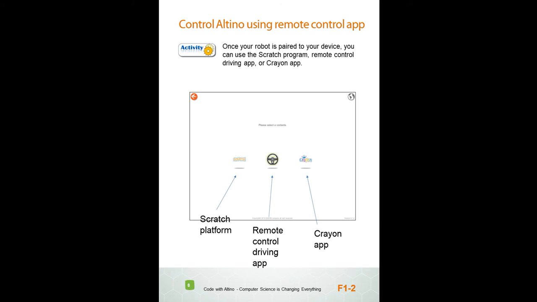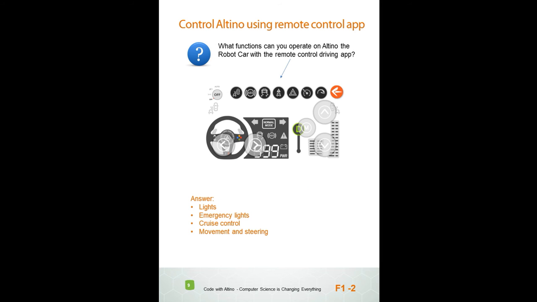Once your robot is paired to your device, you can use the Scratch program, Remote Control Driving app, or Crayon app, as shown below in the screenshot. And then you just click into them. So let's click into the remote control app. So here's a stimulus question. What functions can you operate on Arduino, the robot car, with the remote control driving app? Have a play. And the functions that you can clearly see there, and you'll find some more if you spend some time playing with it, are controlling the robot's lights, emergency lights, cruise control, movement and steering.